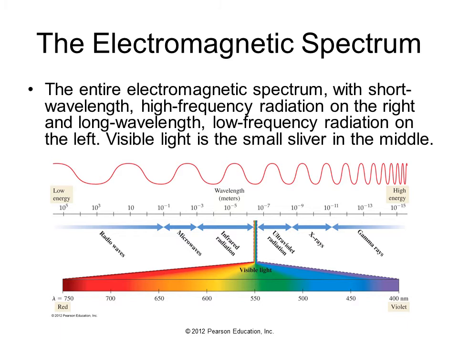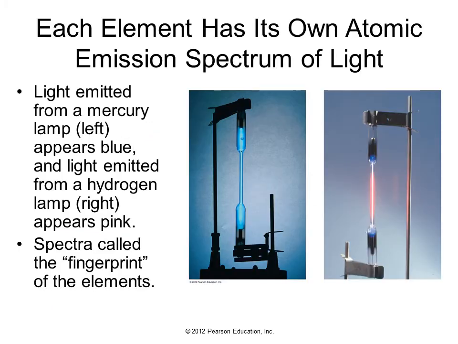The electromagnetic spectrum, of which light is only a tiny little bit, goes all the way from the very low energy of radio waves with long wavelengths to gamma rays with very high energy and very short wavelengths. And so this electromagnetic spectrum is an important measure of energy.